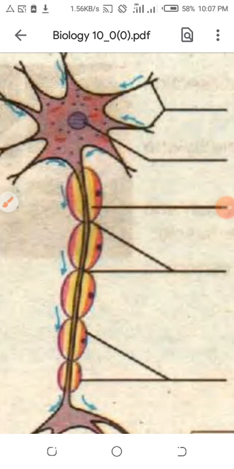What is the definition of the CNS? What is the meaning of CNS? Central nervous system, the main part of the nervous system. Which things are included in the CNS? Two things. One is the brain, which is present in your cranium, and which is very vast.